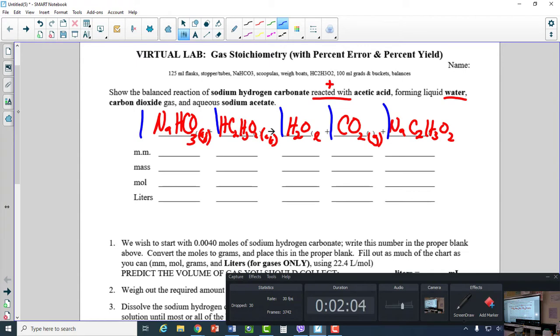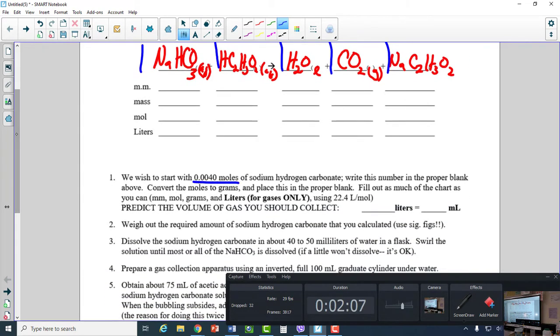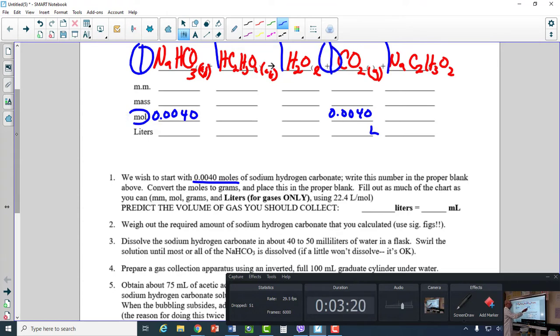Our quest is going to be to start with 0.0040 moles of sodium hydrogen carbonate. Moles is in this row all the way across, so let's write that down, 2 sig figs in this reaction. We want to figure out how much gas we're going to make, how many liters of gas. If we have a 1-to-1 ratio, we should end up with 0.0040 moles of carbon dioxide gas. It's a 1-to-1 mole-to-mole ratio. So we want to figure out how many liters we should make, okay?